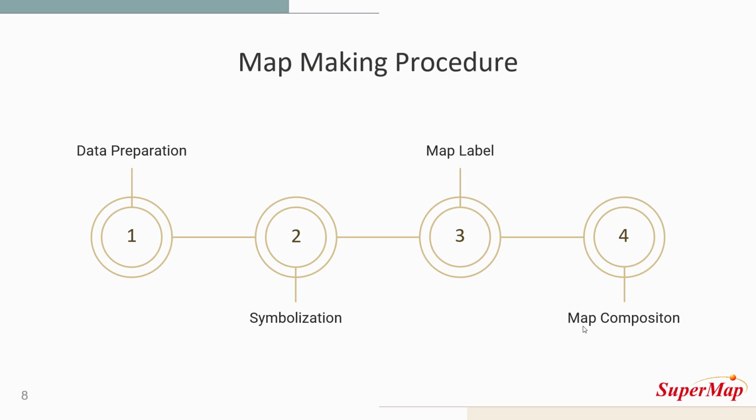Keep these principles in mind, and we can start the procedure of map making. First step is to prepare data for visualization. Next step is to choose proper style to symbolize spatial data. Third step is to create labels for the map which convey more information. Final step is to decorate map with other necessary complements.